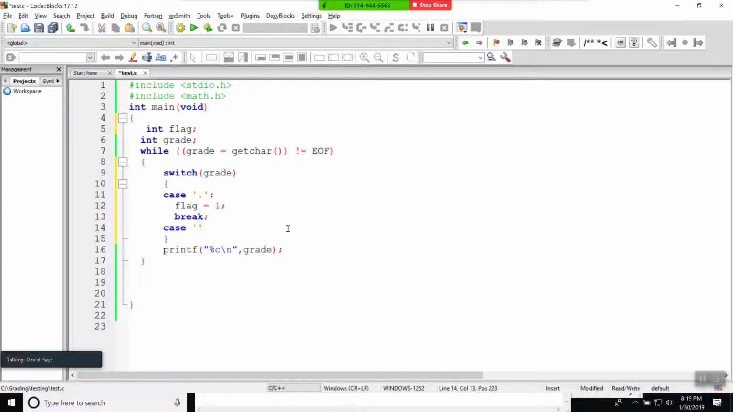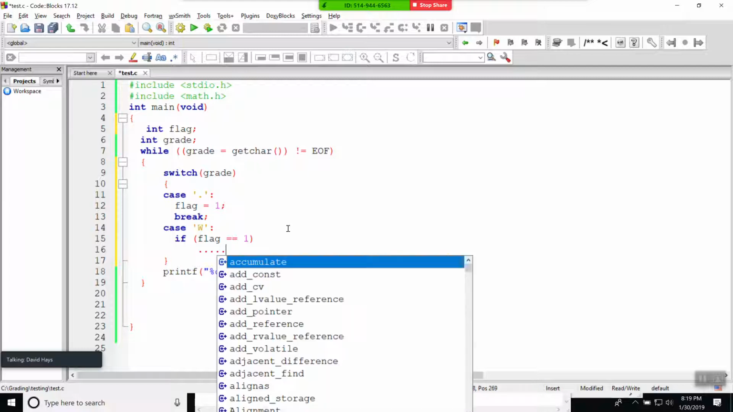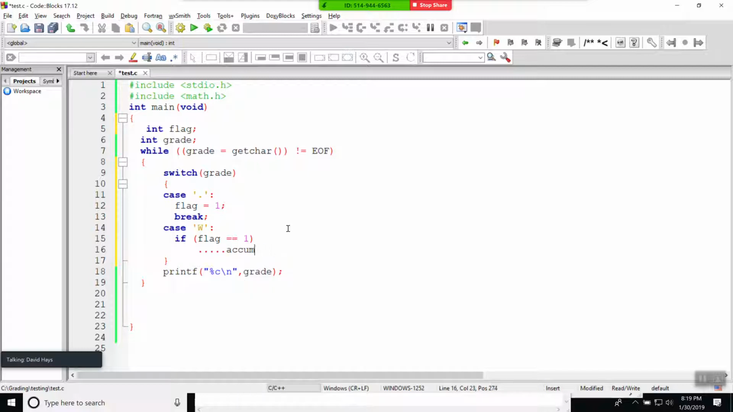If the next one was a W for work order, .wo is what the work order was. Well, then in my code here, I would check if flag is equal to 1. That means that the previous character was a dot, and so I know how to handle it. So I'd handle it appropriately. Accumulate.